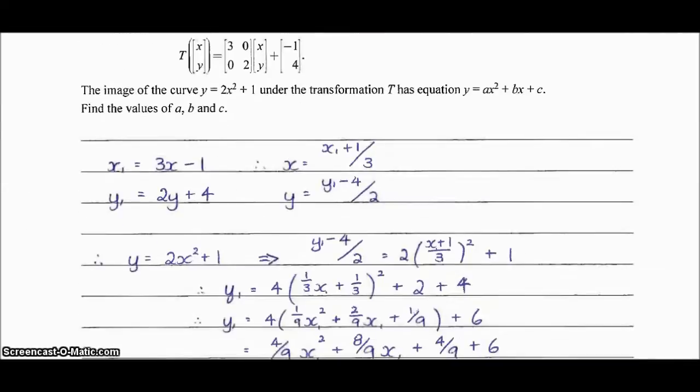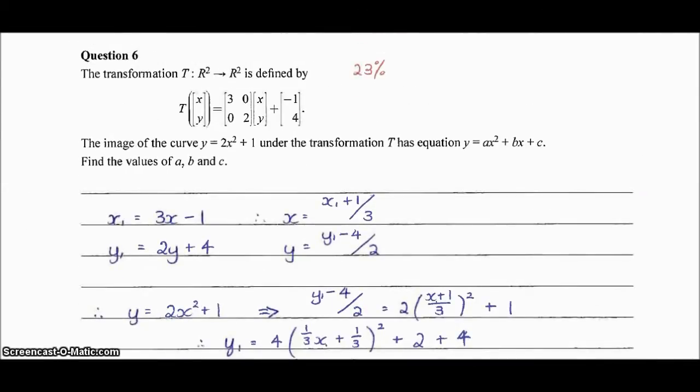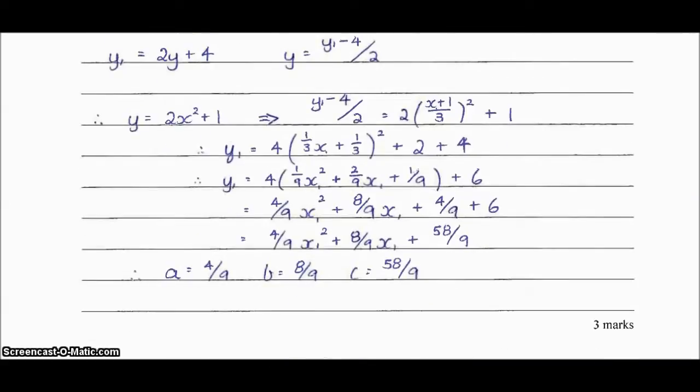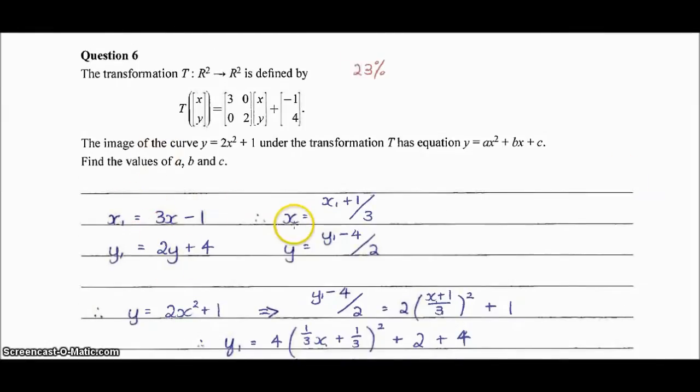Okay, moving on. Question 6 was probably a question that was done quite poorly, as you can see. I think matrix transformations tend to scare people off a little bit. The question was worth 3 marks, and we're given a lot of lines, so it's a fair bit of work that needs to be done, but if we take it in steps, it's not actually too difficult.